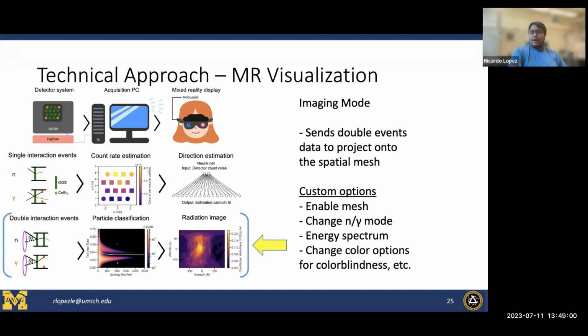And of course, there's a lot of other options available to the user, such as changing the color option in case the user is susceptible to one particular type of color blindness. They can enable or disable the visualization of the mesh, and they can also bring up the energy spectrum information, whether that be the gamma spectra or the extracted neutron emission spectra that the detector gets.